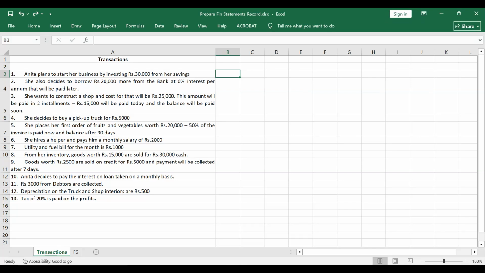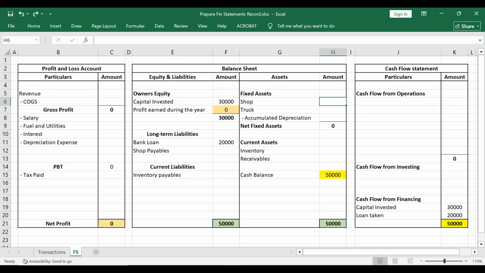So she decides to construct a shop. Cost for that is going to be 25,000. 15,000 will be paid today. Balance will be paid soon. So value of the shop is equal to 25,000. We have paid 15,000. So it's a part of investing activity. I will write it over here.